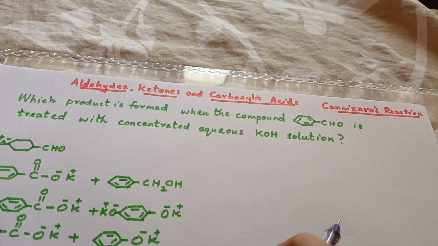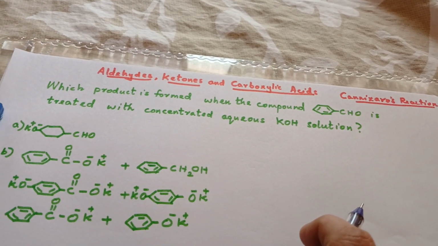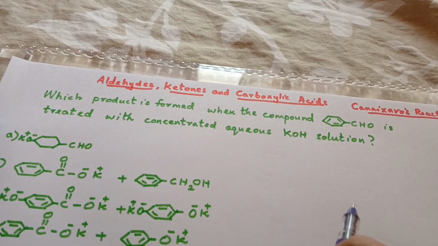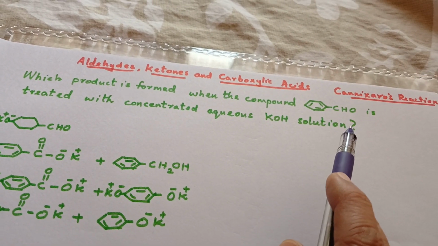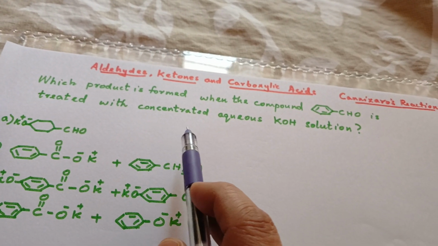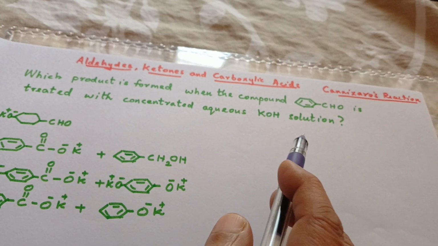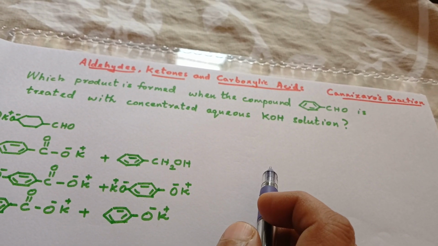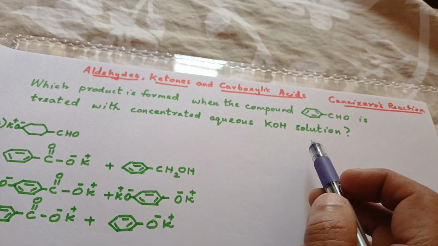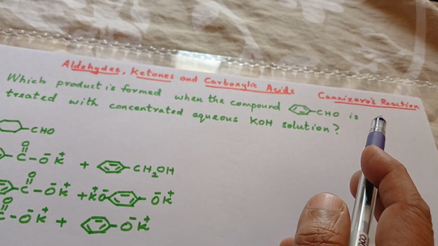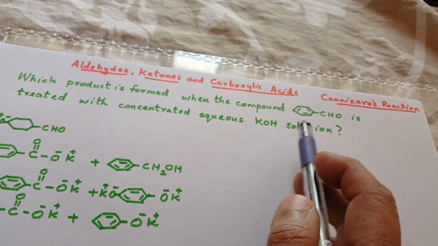Question from aldehydes, ketones, and carboxylic acids. Which product is formed when the compound benzaldehyde is treated with concentrated aqueous KOH solution? So we can see that this is the Cannizzaro reaction.